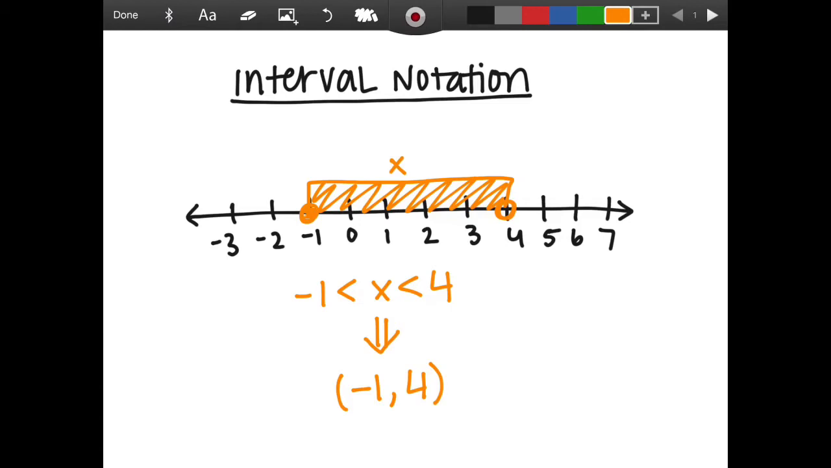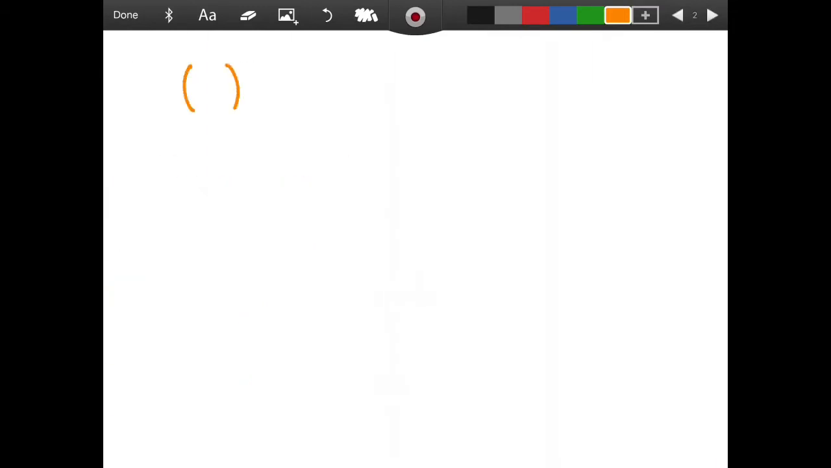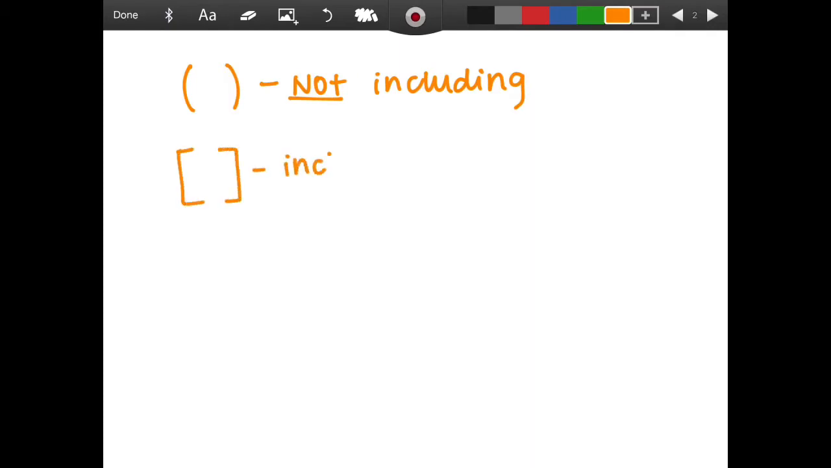If I was including those numbers, like if I fill these circles in here, and I was going to say equal to, I would change these to square brackets. And that's just the way it goes. So parentheses means not including, and square bracket means including. And it's possible to have both.